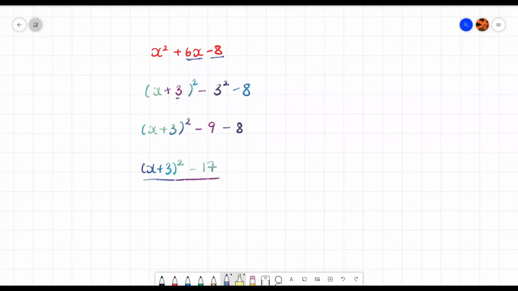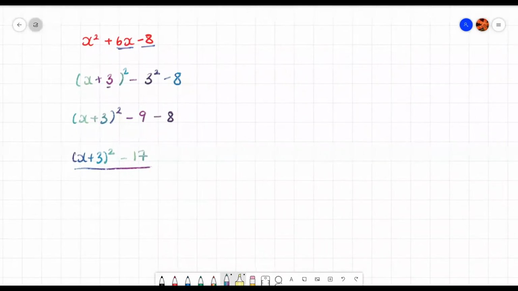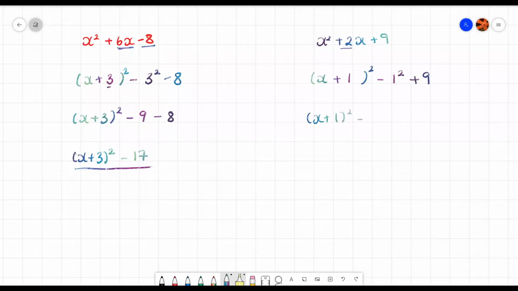Okay, let's have a look at another question like this then. So let's do x squared plus 2x plus 9. Again, write x in the bracket, half this, so plus 1, minus 1 squared, and then bring the number at the end back down, plus 9. So x plus 1 all squared minus, well, 1 times 1 is 1, plus 9. Then I've got x plus 1 squared, and minus 1 plus 9 is positive 8, and I have completed the square there.